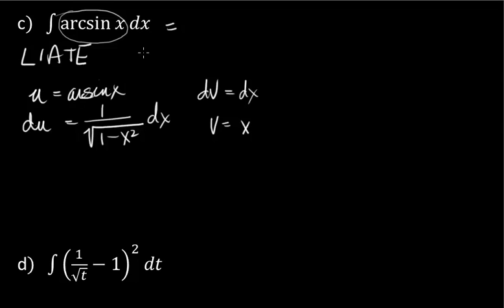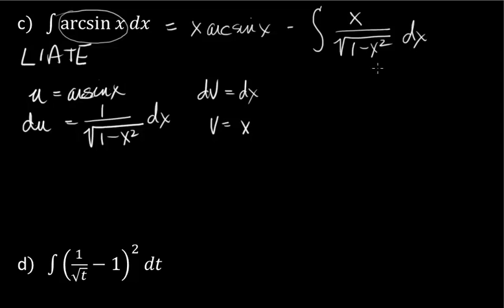So we have the integral of u dv is equal to uv, x arc sine x, minus the integral of v du. So multiplying x to 1 over the square root of 1 minus x squared, I'll go ahead and write it that way, x over the square root of 1 minus x squared dx. So now our challenge is to integrate this. But that turns out to be an easy one.